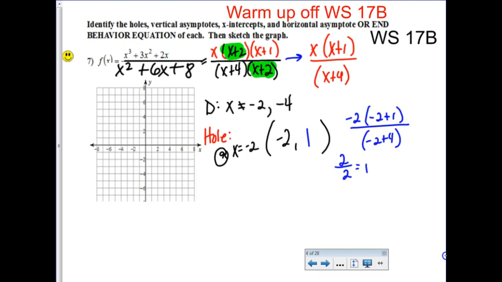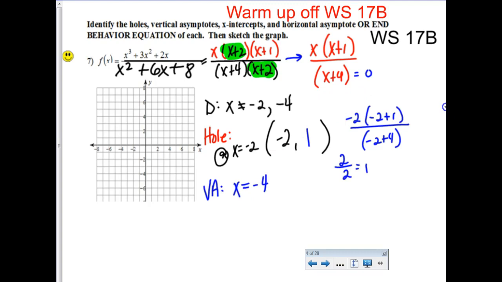Okay, what's next in the list? I always forget what order this one goes in. Oh, vertical asymptote. All right, so your vertical asymptote would be all the factors that are left in your denominator set equal to 0. And remember, vertical asymptotes are lines. So the line for this discontinuity would be x equals -4.